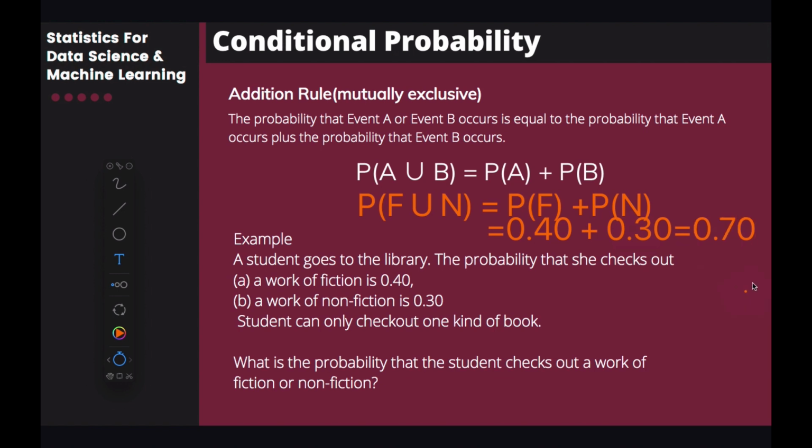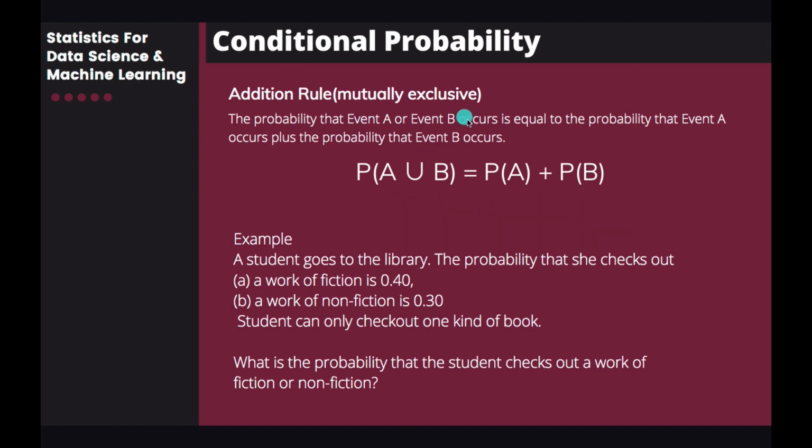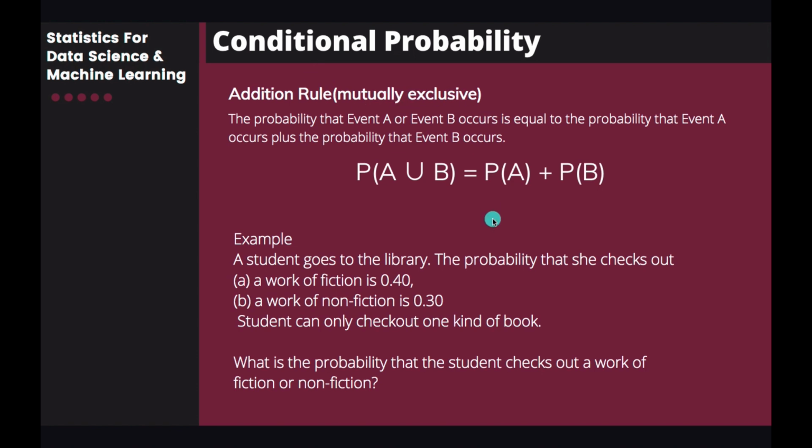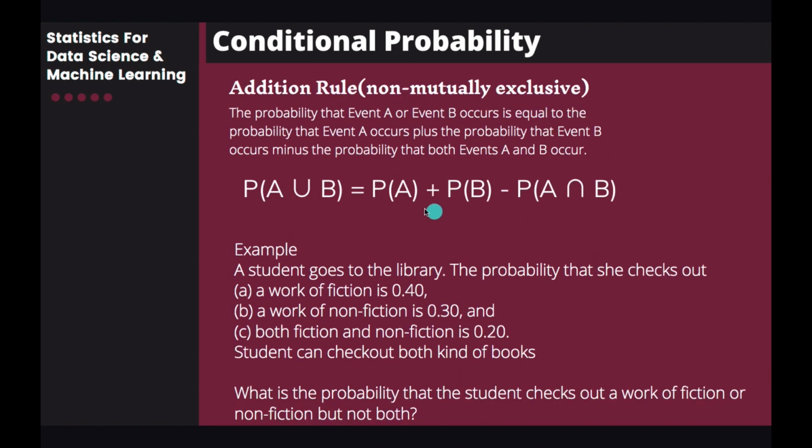Okay, so this is going to be the probability of the person picking a fiction or non-fiction book. Okay, now let's look at non-mutually exclusive events as well. First we have seen mutually exclusive events. We're going to see non-mutually exclusive events.